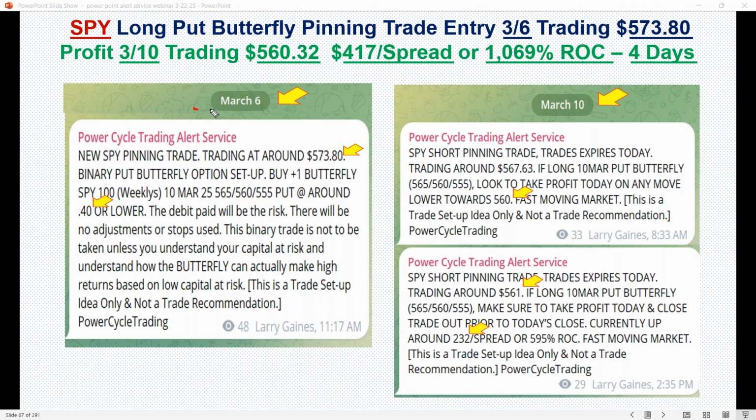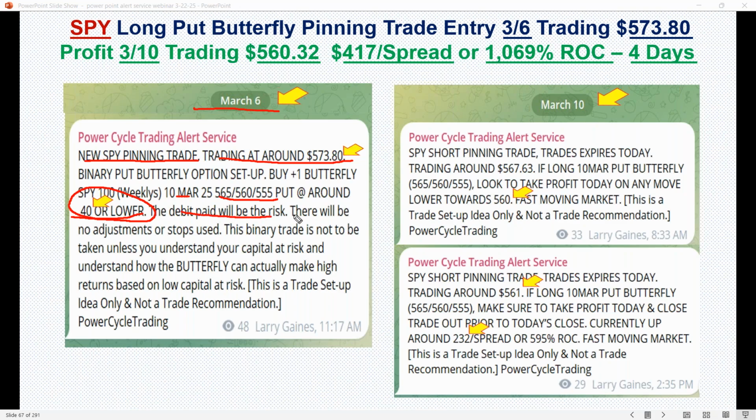Okay. So here's what we set up on the 6th. Here it says new SPY pending trade, trading around 573.80. Binary put butterfly. Okay, so here's the buy. So here it shows you exactly what to do. Buy the 10 March 565, 60, 55 put butterfly around 40 cents or lower.